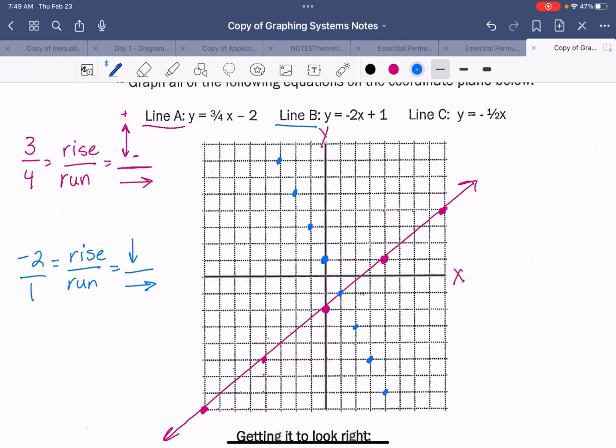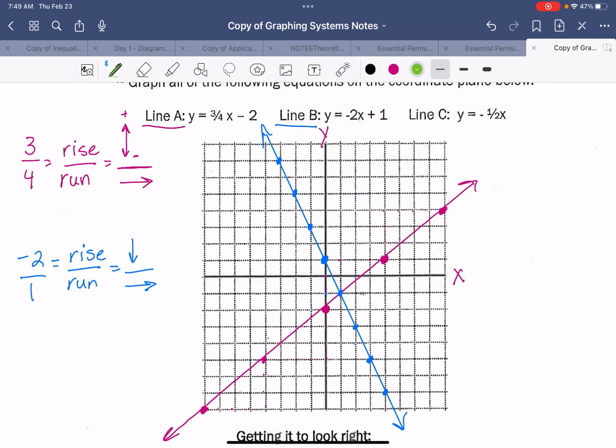Now let's make our line. Look at that. Ooh, nice and pretty. All right, so this is line B. Lastly, let's do line C. I'm gonna do some fun green color here, okay?